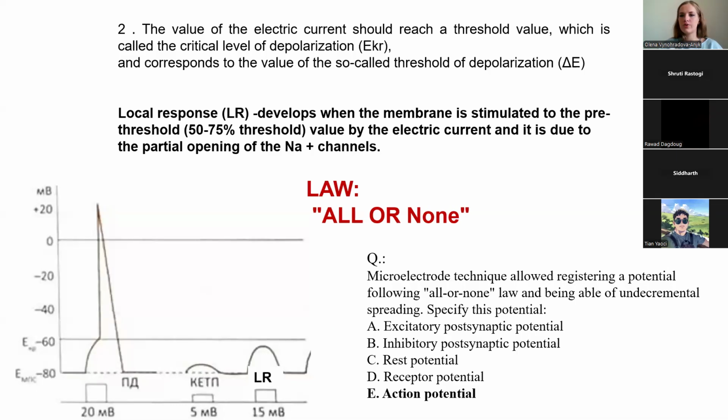And let's look, here you have an example of a question. A microelectrode technique allows registering a potential following the all or none law and being able to spread without decrement. Specify this potential. Excitatory postsynaptic potential, inhibitory postsynaptic potential, these are types of potential which we register on the postsynaptic membrane. We will now talk with you about synapses and postsynaptic potential later. Receptor potential, no. And of course, we memorize that action potential works according to the law of all or none.